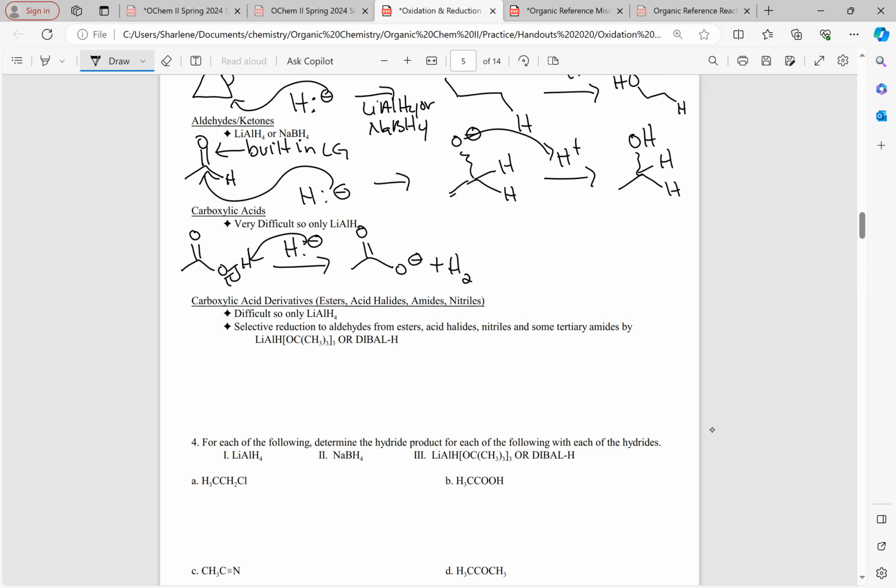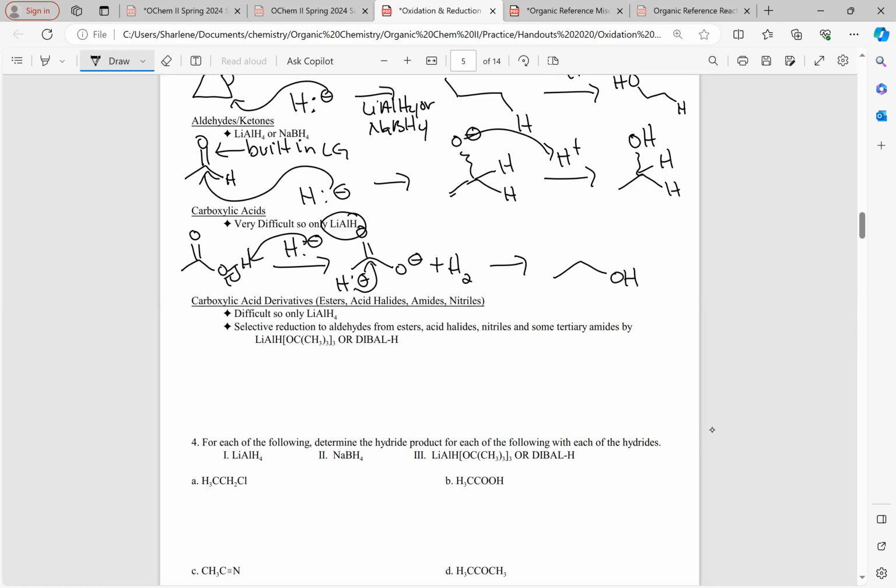So if you want it to continue on and the hydrogen actually go and make an alcohol, I'm not going to do the whole mechanism, you can't use sodium borohydride. You're going to have to use one that's really strong. And so the only one that will work is lithium aluminum hydride. And that will take you down to a primary alcohol. Primary.